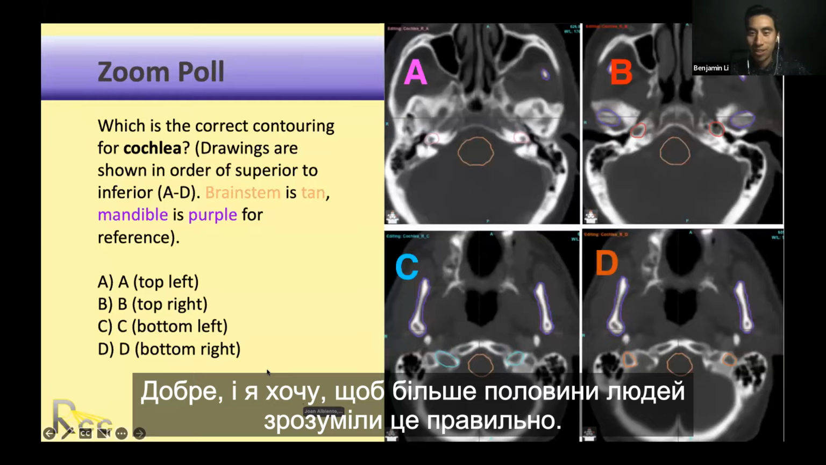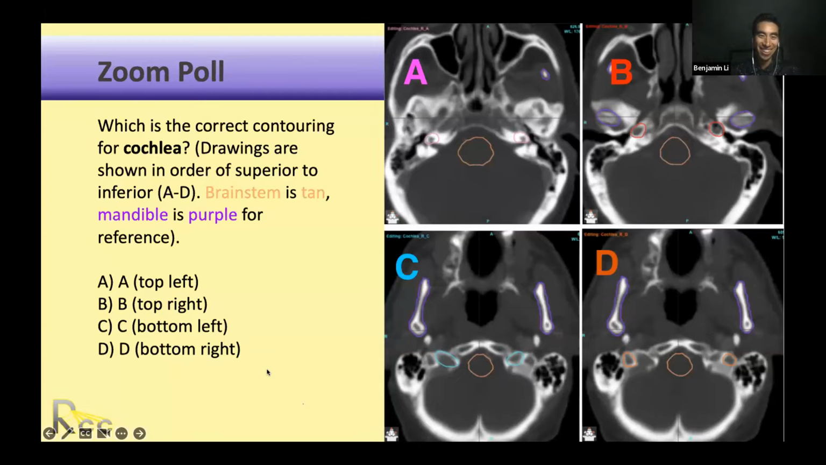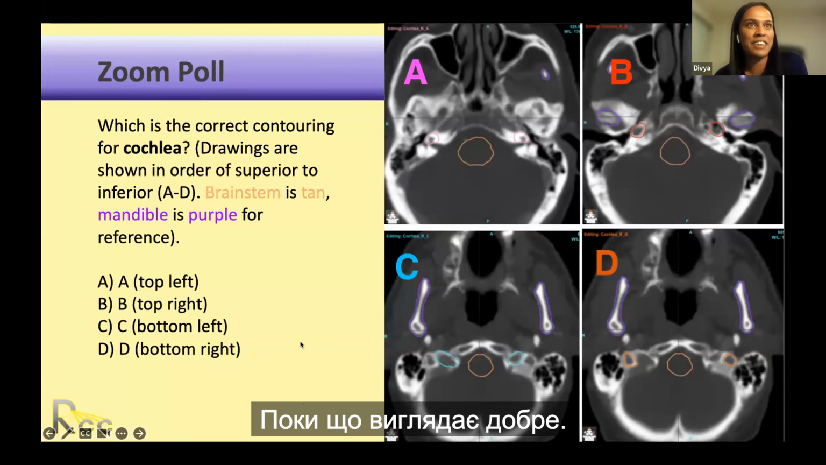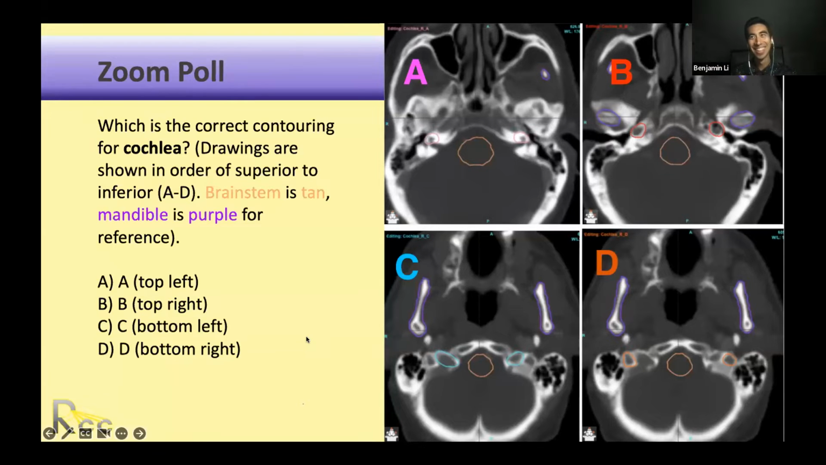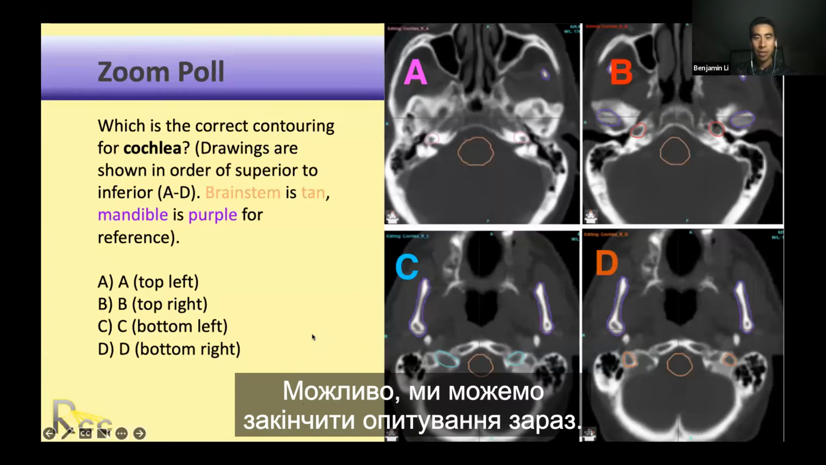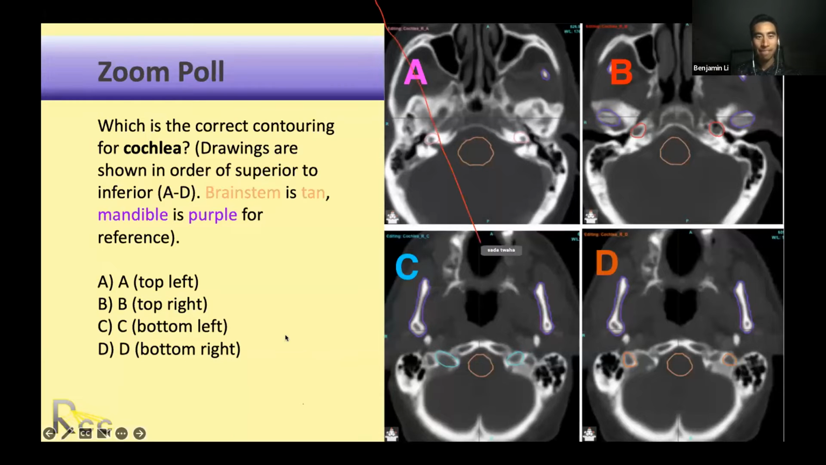Good, and I want more than half of the people to get this right. That's my goal. Looking good so far as they come through. It's close. Okay. Maybe we can end the poll now. Yeah, sure.